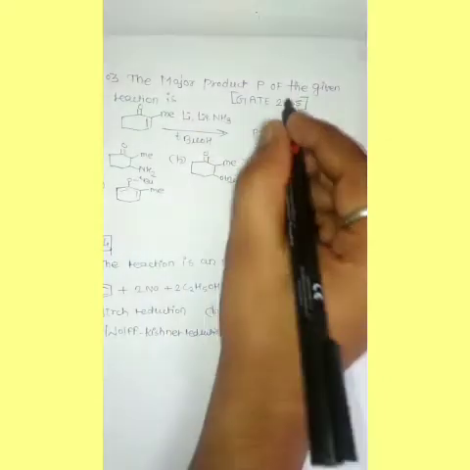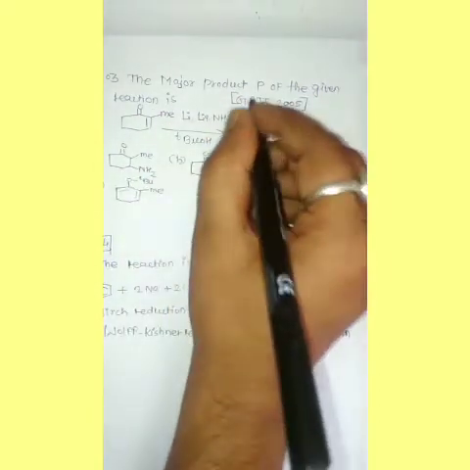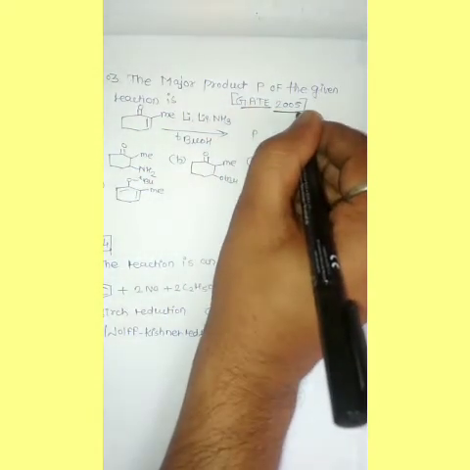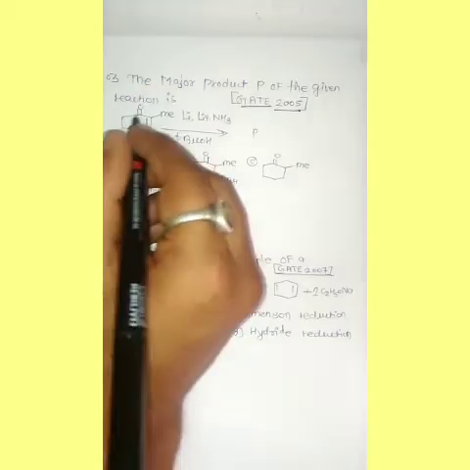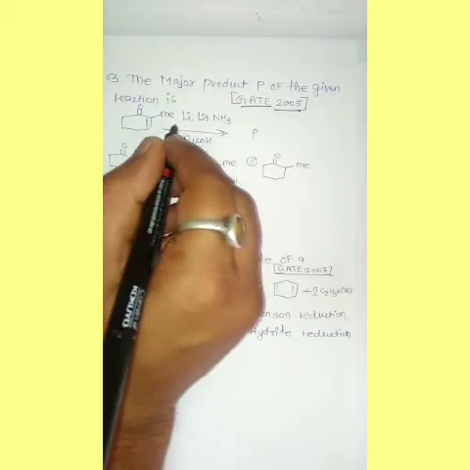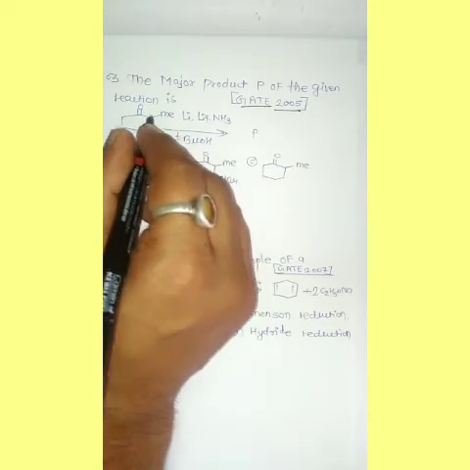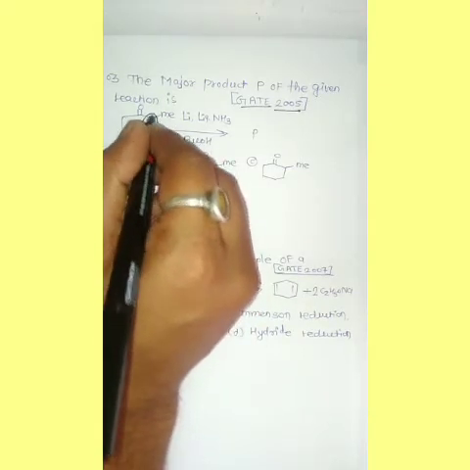Now let's move toward the next question. The major product P of the given reaction. The question was asked in GATE 2005. We know that in alpha-beta unsaturated systems, the Birch reduction reduces only the alpha-beta double bond and not the carbonyl group.